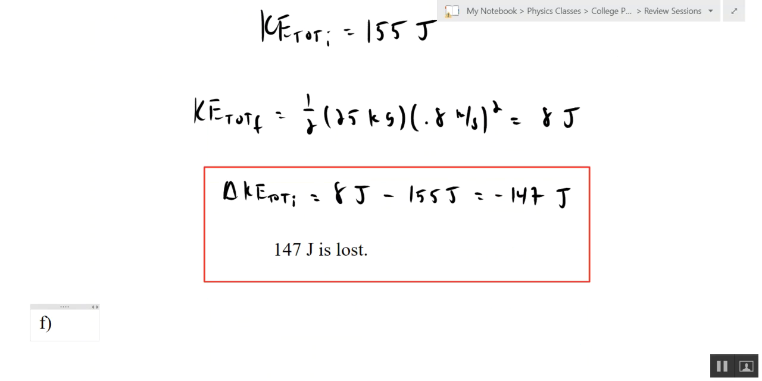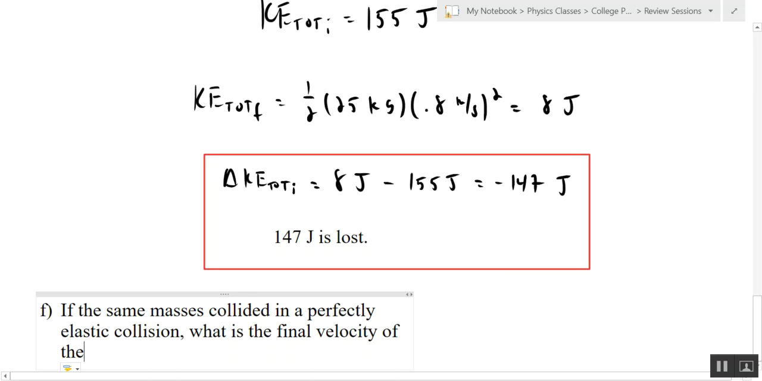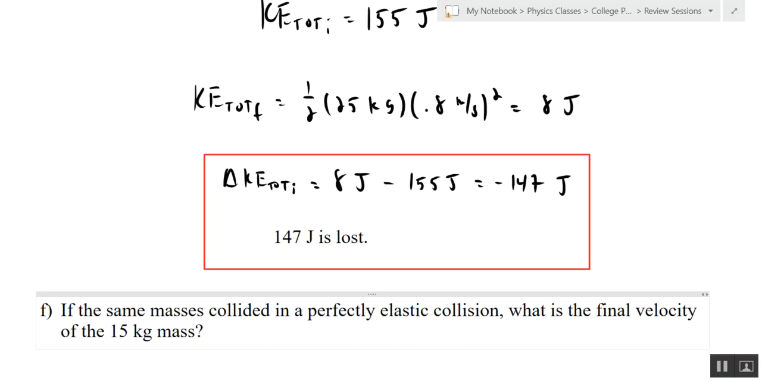So let's ask this question. If the same masses collided, I don't think collided is a good word, but whatever. Let's just say they collided in a perfectly elastic collision. What is the final velocity? Let's use the other mass, the 15 kilogram mass. So it's the same masses, right? But now they're colliding elastically, not inelastically. So let's do that.